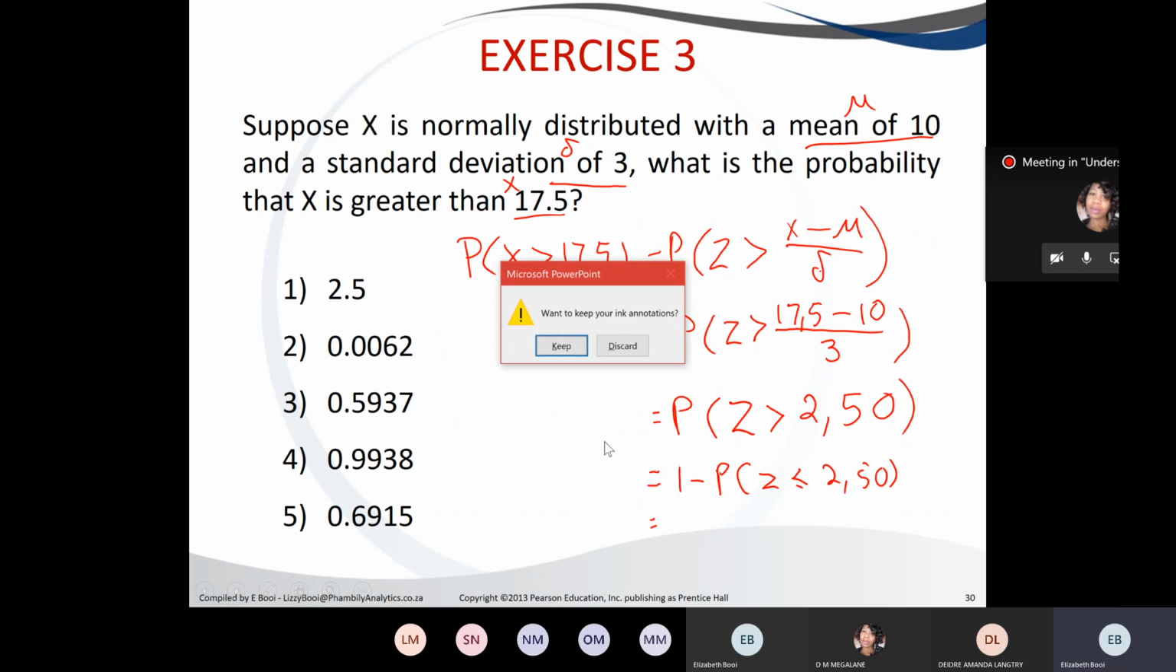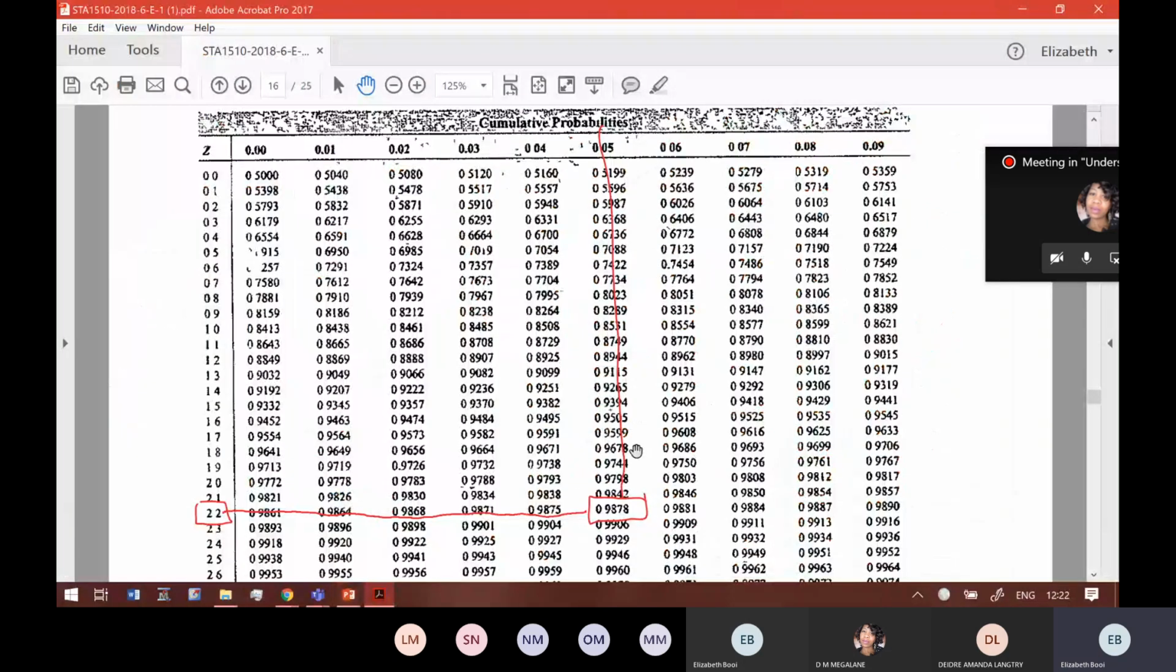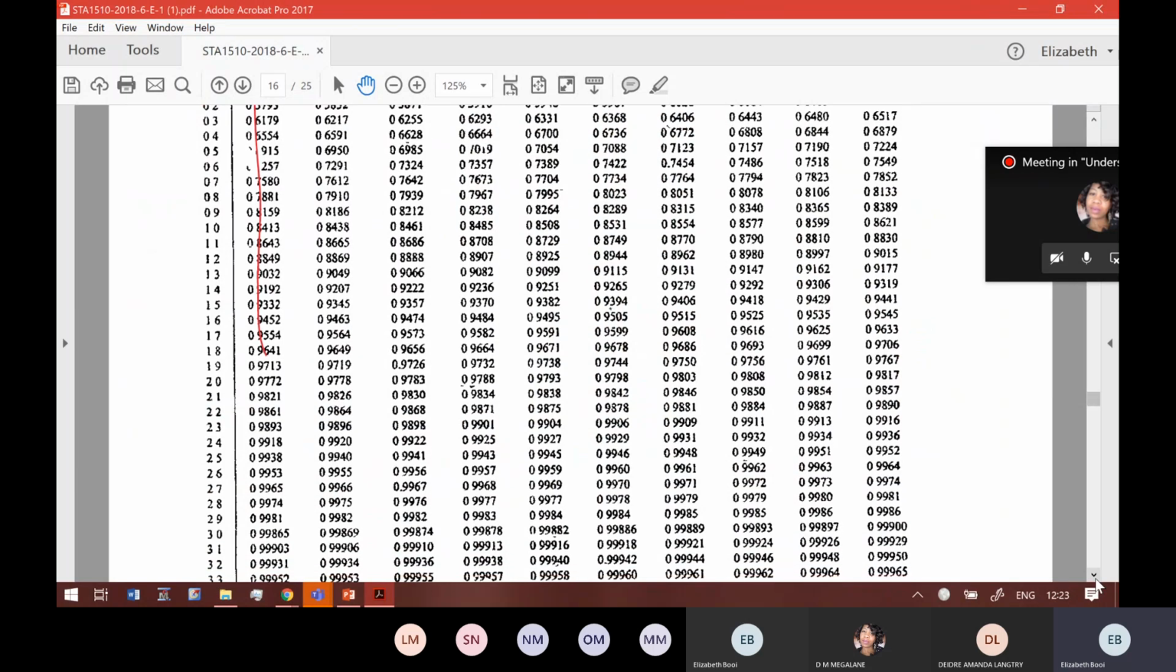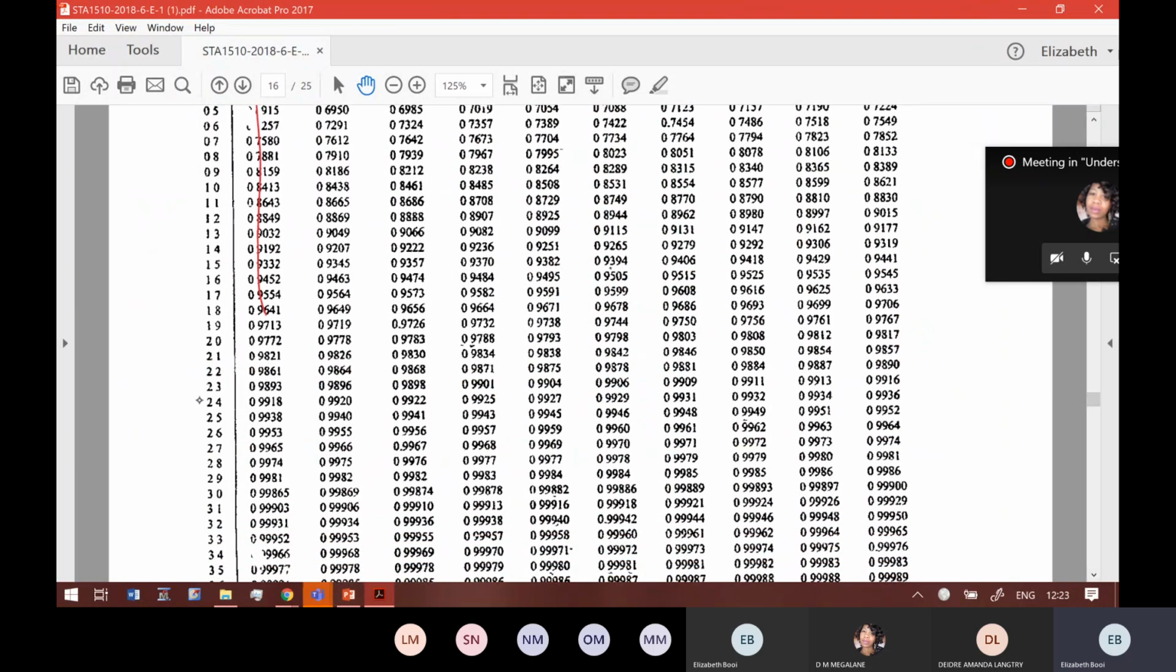And when you go to the table, 2.50 is on the positive side. We look for 2.5. I know that I'm looking at this column of zeros, so even if I go up on the table and it disappears, no problem. I've already highlighted the column I need. And 5 is there. So the answer is 0.9938.